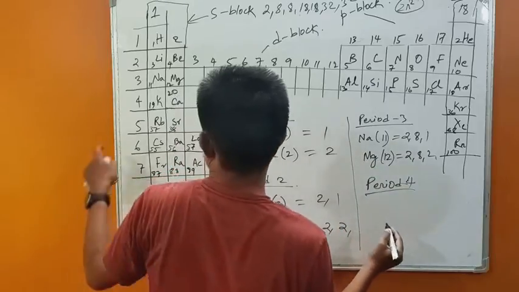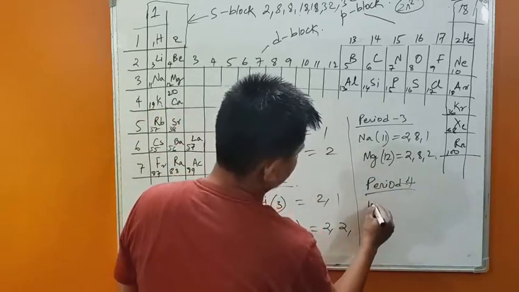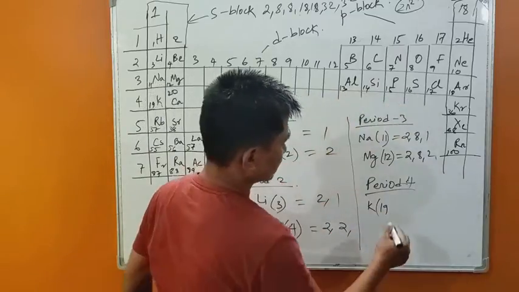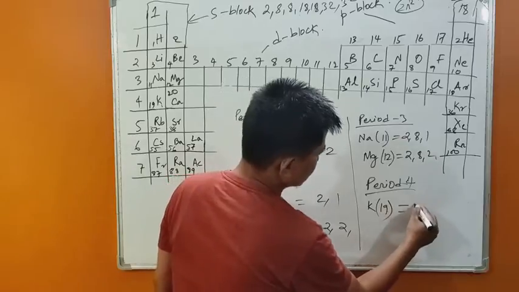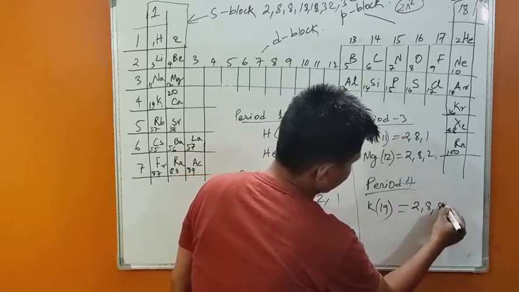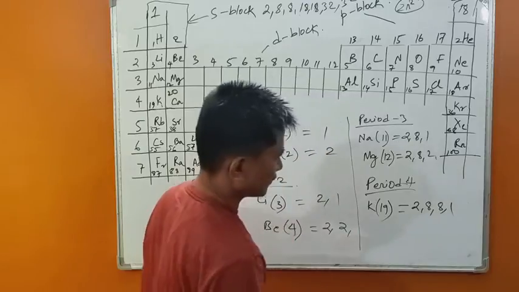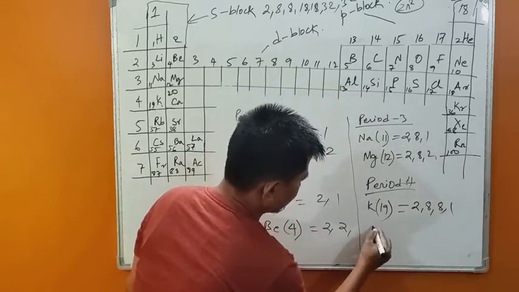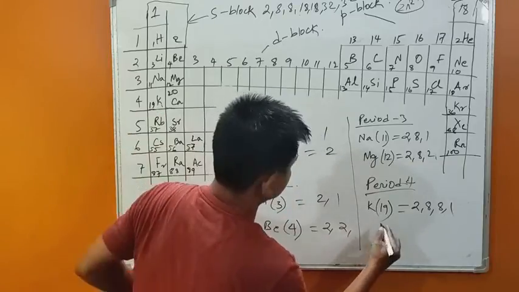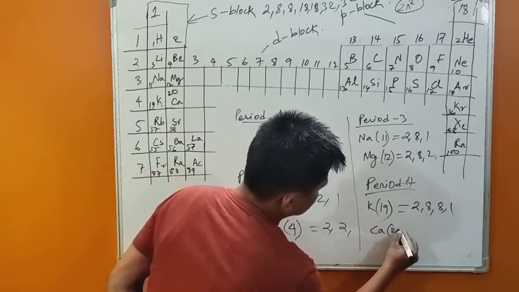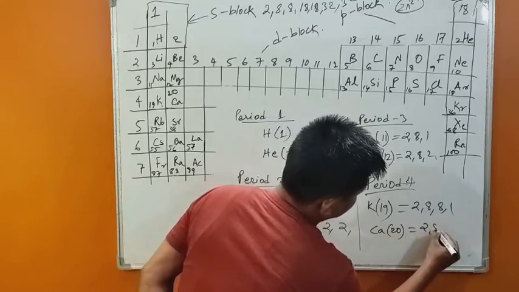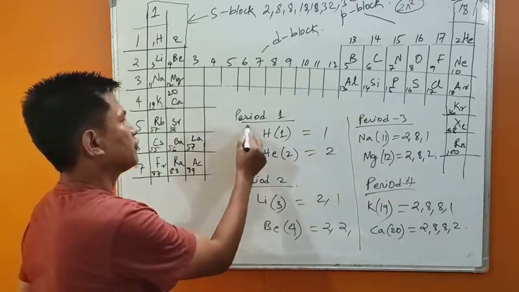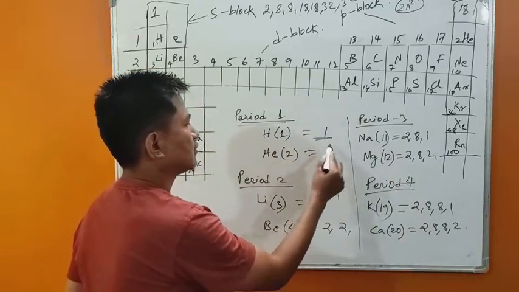Period 4. Let's check the elements potassium and calcium. Potassium, atomic number 19. You can check the elements from here also, okay? Atomic number 19, 2, 8, 8, 1, isn't it? 2, 8, 10, 10 plus 8, 18, 18 plus 1, 19. And potassium and calcium, isn't it? So calcium is atomic number 20, 2, 8, 10, 8, 18, 2, 20.